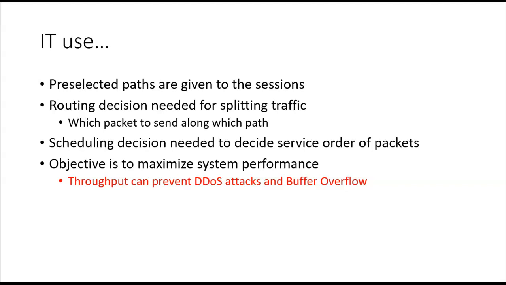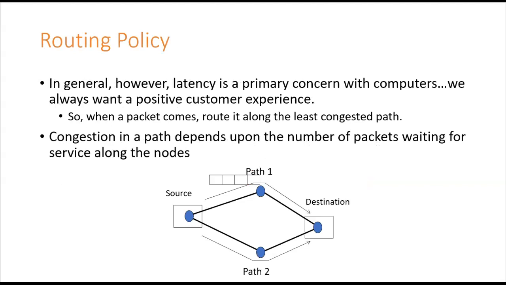So the flow again matters in these regards, right? So we're talking about routing policy along the way. And in general, another consideration is latency, right? As a customer, this is a primary concern. Whenever I'm managing computers, I want a positive customer experience. You do too. You click on a link, you want a response, right? And that comes down to the packet path. When a packet comes, we want to route it along the least congested path, right?